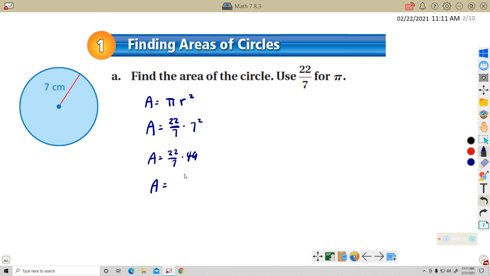We can do this in our head a little bit. 49 divided by 7 is 7. So this is 22 times 7. So it should be 140 plus 14, which is 154. And that's going to be centimeters squared, square centimeters. Remember I said area is always in square units. So 154 square centimeters.